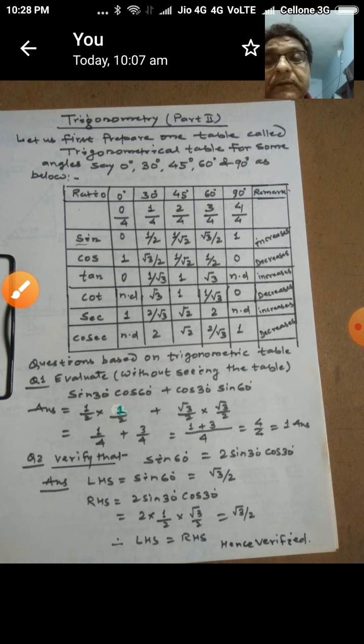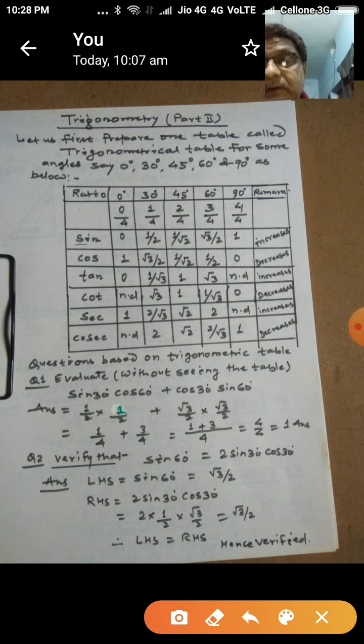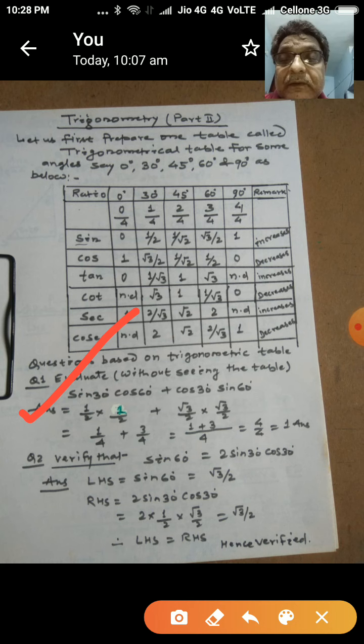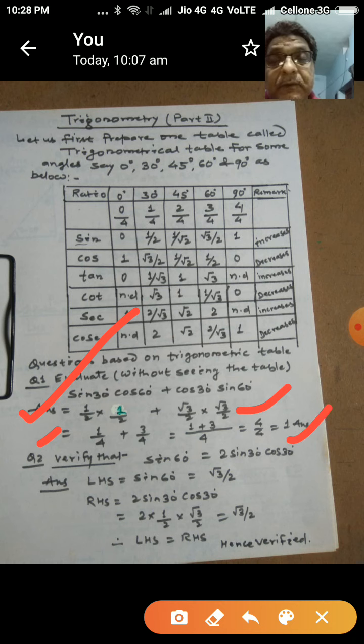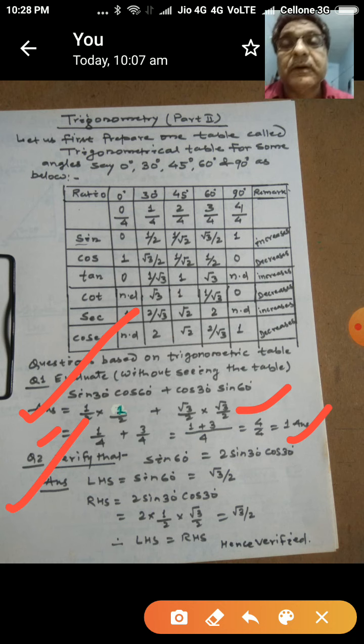Okay, students. So on the basis of this table, we have two types of question. One is to evaluate, as I have done here. The question is sin 30 cos 60 plus cos 30 sin 60 to find its value. So just recalling the table, we put these values without seeing the table, and then we get the answer 1. Similarly, the other type of question is to verify. And you know what is verification? In case of verification, we always find LHS and RHS separately and then compare whether they are equal or not.